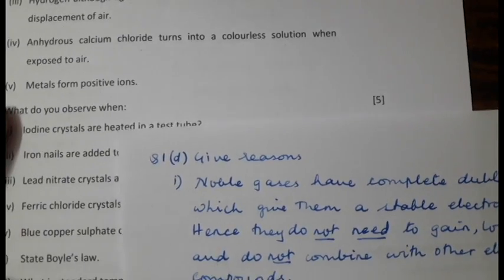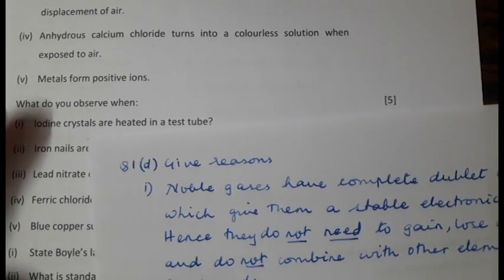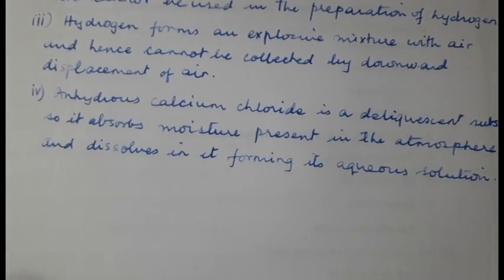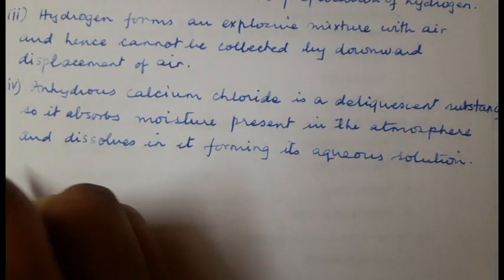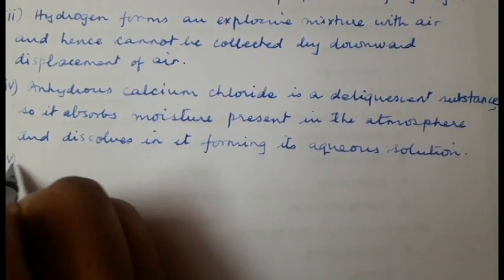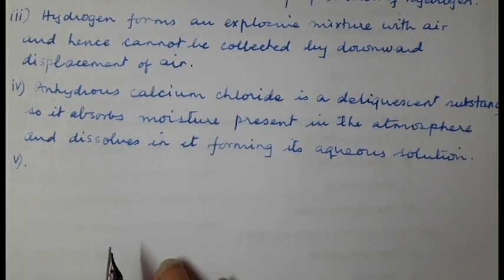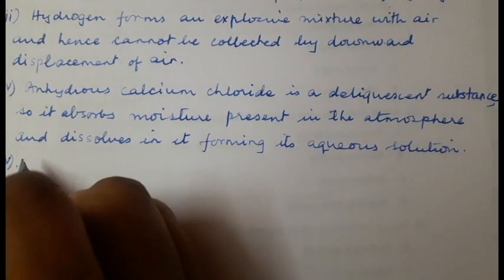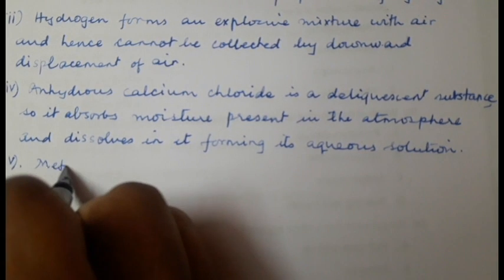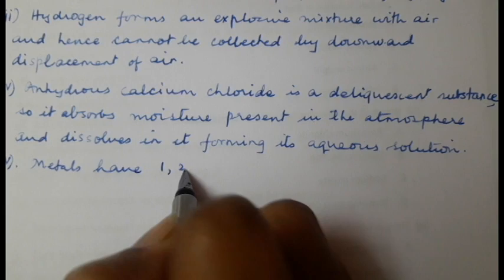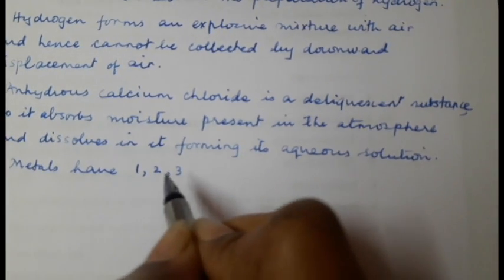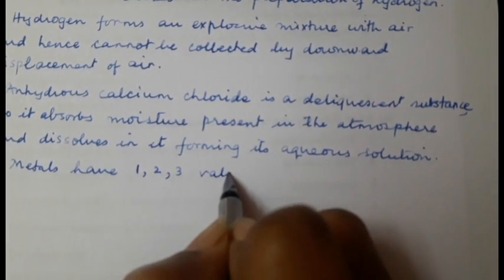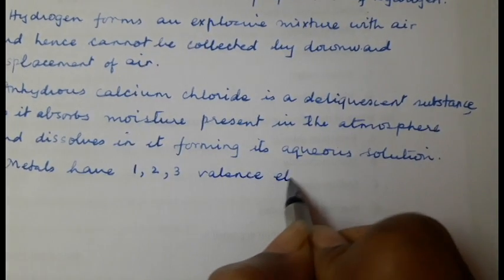Now let us look at the last one. Metals form positive ions. Now what are metals? Metals have 1 to 3 electrons in the valence shell. So we'll say metals have 1, 2, 3 valence electrons.